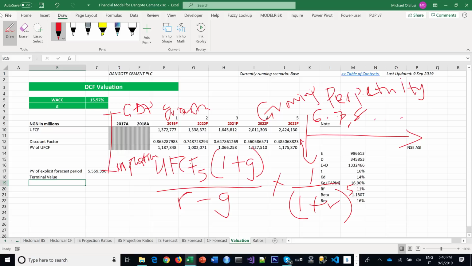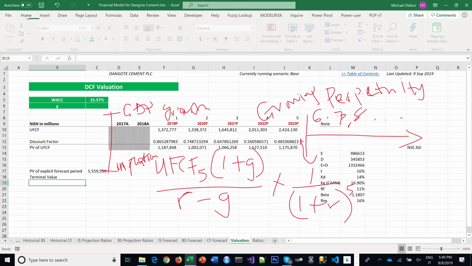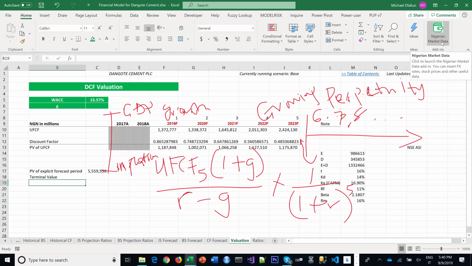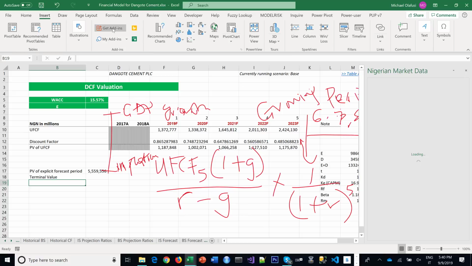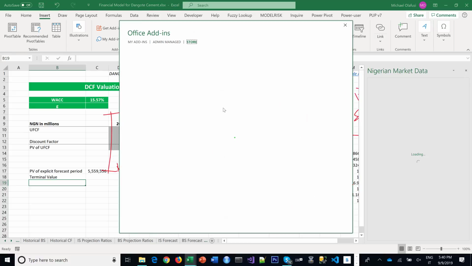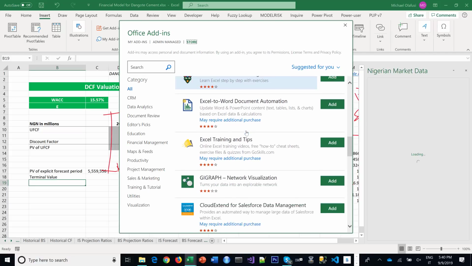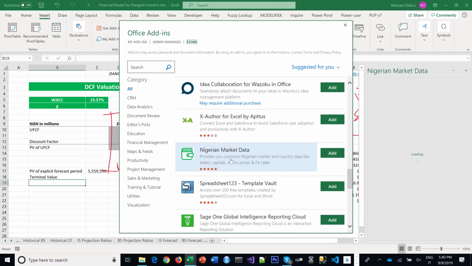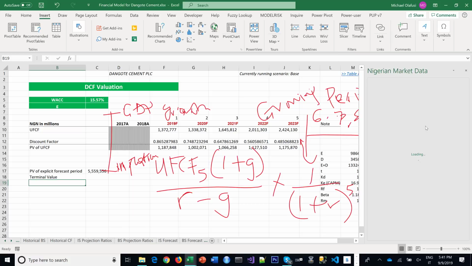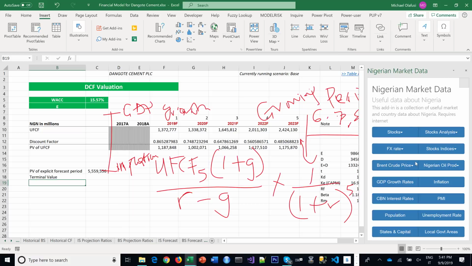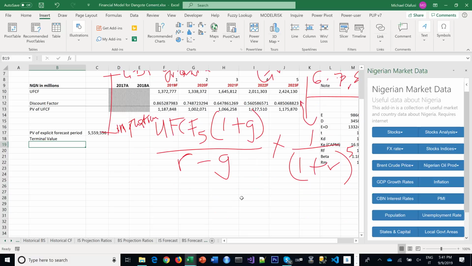I can easily show you. I have a tool that we are the owner of. We created the tool. It is Nigeria market data. To install it, you go to insert, then get add-ins, and you will see the tool in get add-ins. You just scroll a bit. Okay, I think they moved it down a bit. So this is it. You click on add and boom, you will have it permanently in your own Excel like I have here. Once it comes up, I can use that to show you.